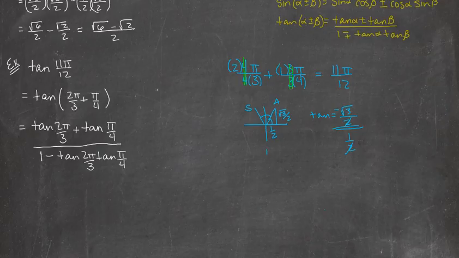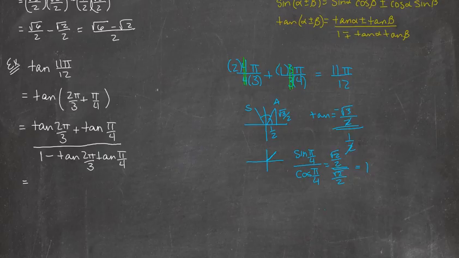The tangent of pi over 4 is easier because we know that pi over 4 is in the first quadrant, so it's going to be positive. And the sine of pi over 4 divided by the cosine of pi over 4 is just root 2 over 2 divided by root 2 over 2. And so the tangent is 1. So now we have our values that we can plug in and solve this problem, or identify the tangent of 11 pi over 12.